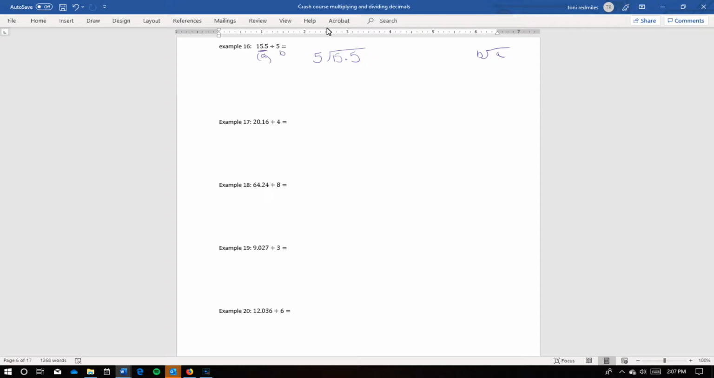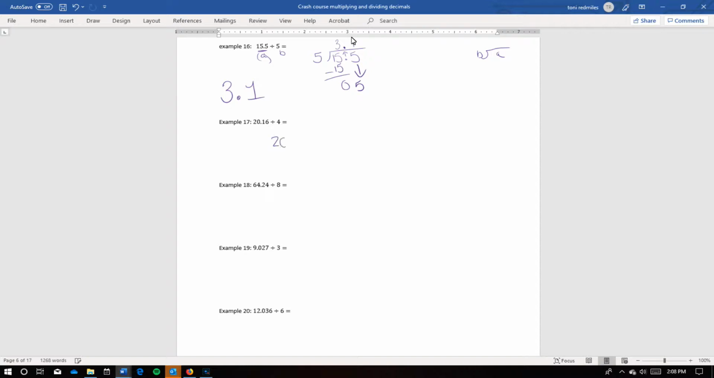So 5 goes into 15 3 times. Got to bring that decimal up. Just like when we multiply, we add going down, dividing is the opposite, so we would do the opposite function and subtract going down. 5 goes into 5 one time. So the answer to this one is 3.1.